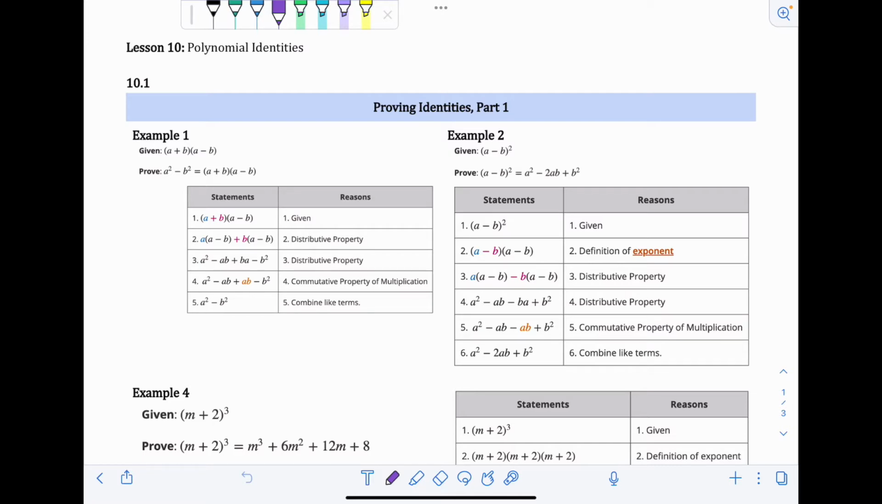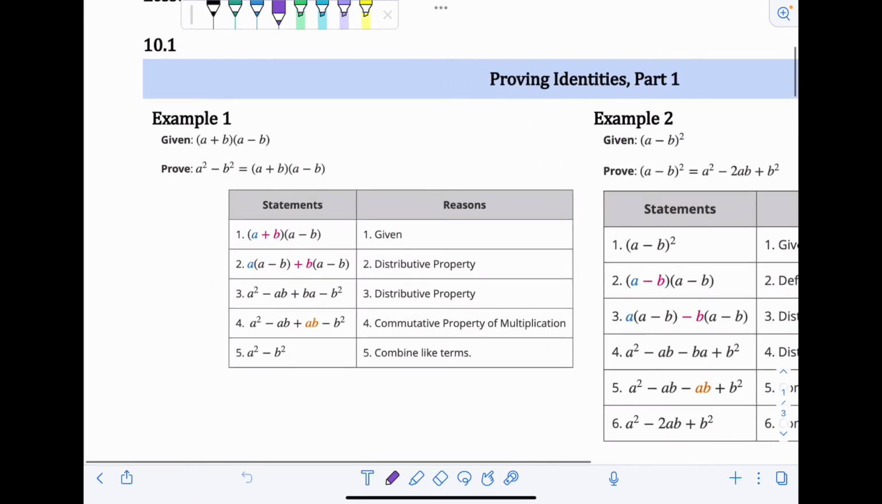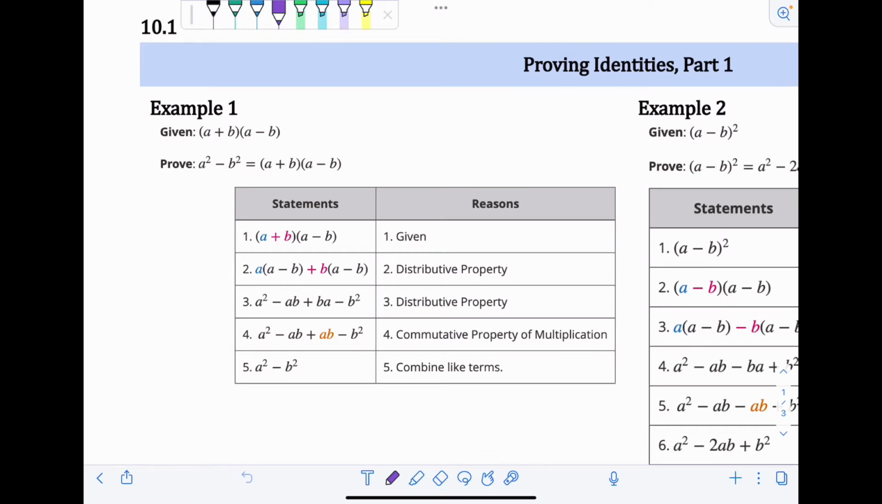So example 1 from 10.1, this is proving the difference of squares pattern that we talked about in factoring before. So given a plus b times a minus b, we just want to prove why it ends up at a squared minus b squared, which is like, when we factor, we start down here and we end up here.